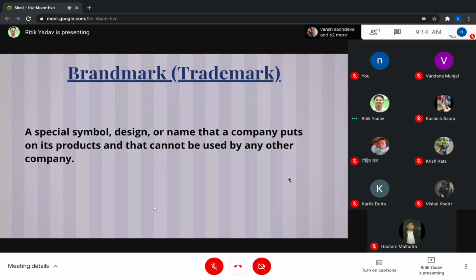Now, here are some points which can describe a trademark or brand mark. The first one is, in case a company puts the brand mark, then no other firm can use such name or mark. It also distinguishes the company from the competitors. Example, KFC and Apple are two trademarks or brand marks.